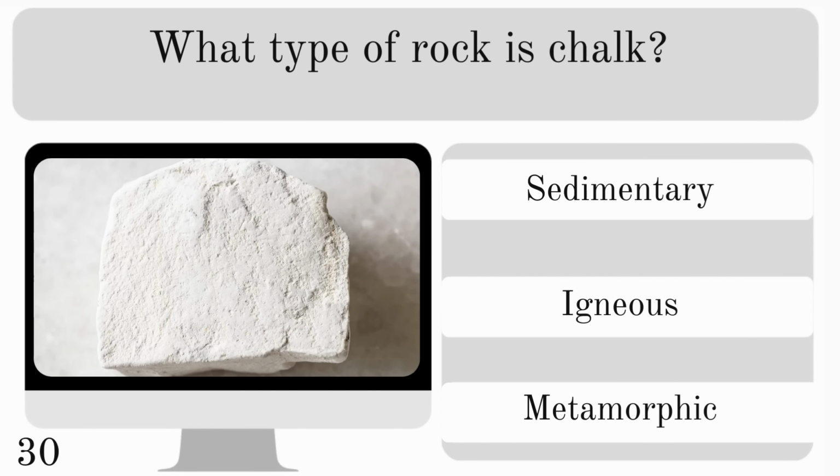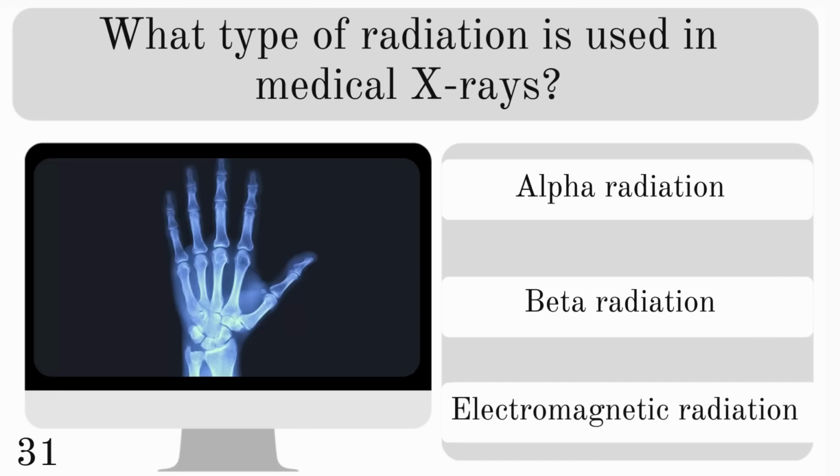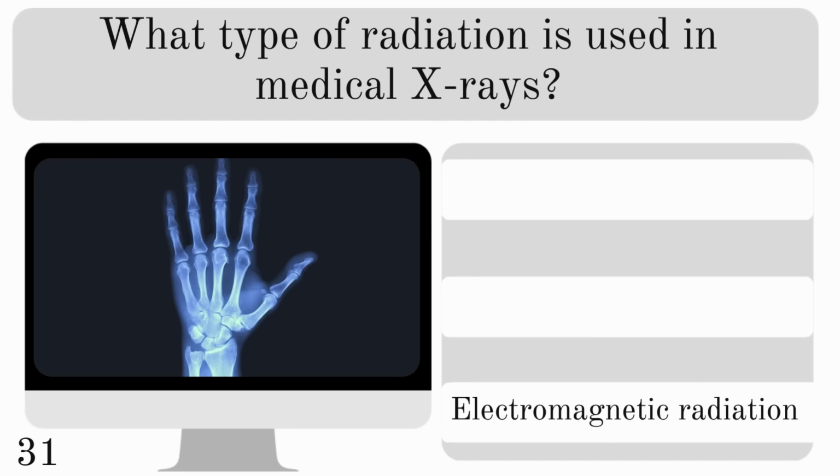What type of rock is chalk? Is it sedimentary, igneous, or metamorphic? And the correct answer, it's sedimentary rock. What type of radiation is used in medical X-rays? Is that alpha, beta, or electromagnetic radiation? The correct answer, electromagnetic radiation.